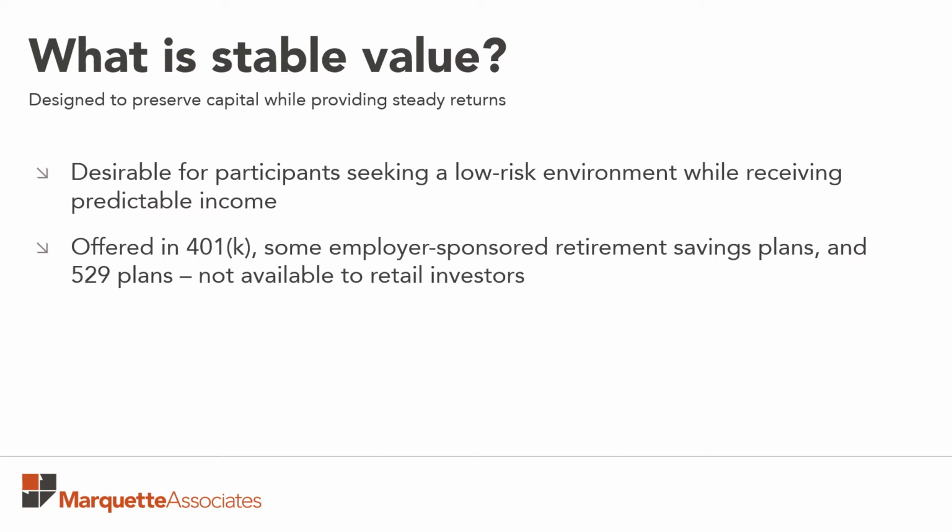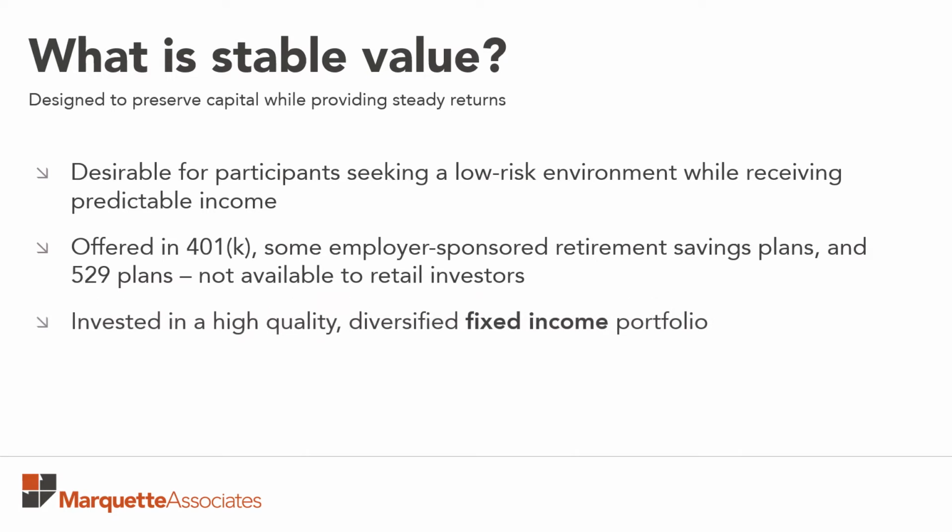The stable value fund is invested in a high-quality fixed income portfolio, but what makes the investment unique is that interest rate volatility is protected by wrap contracts from providers such as banks and insurance companies, which leads me to continuing on to the investment structure.